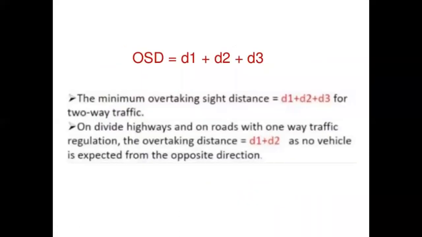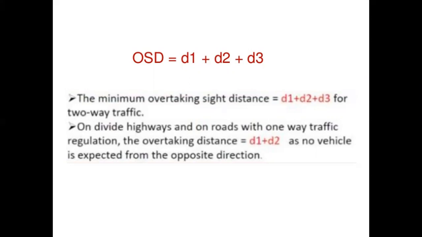Now, coming to OSD. We have already seen this, I don't want to discuss that again. It's the sum of all the distances. So what was the first assumption when I was discussing this concept? This overtaking sight distance is strictly restricted to two-way traffic. That means it is D1 plus D2 plus D3. But what happens in the case of divided highways? It is given that it is a divided highway. What is a divided highway? I told you when we were discussing the cross-sectional elements.